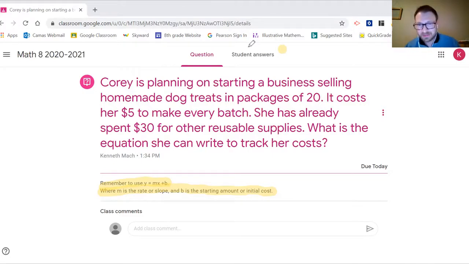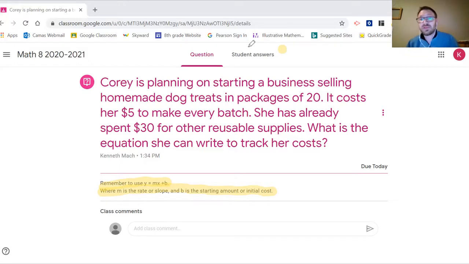Corey is planning on starting a business selling homemade dog treats in packages of 20. It costs her $5 to make every batch. So I want to think about this, okay? Corey is going to make a batch of dog treats, and what Corey has done is established that all the ingredients that go into making this batch of dog treats cost $5. Now, it doesn't say how many are in the batch, right? But it does say to make a batch of dog treats, it's $5.